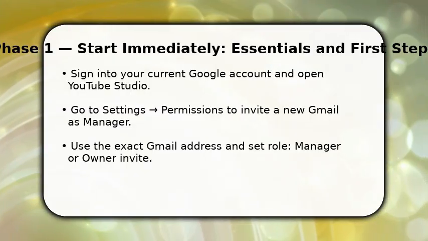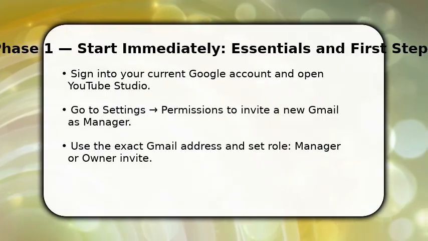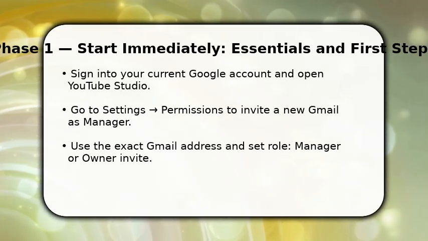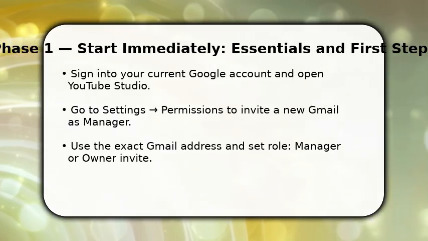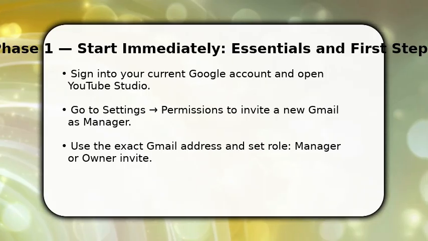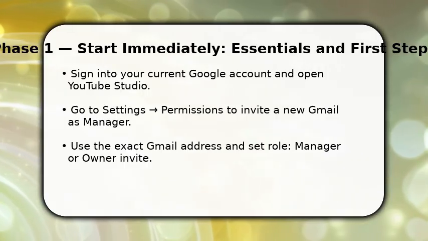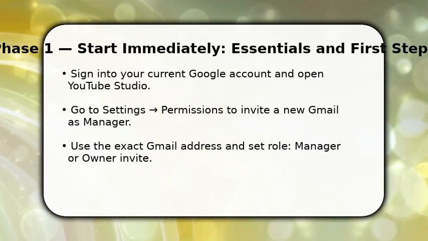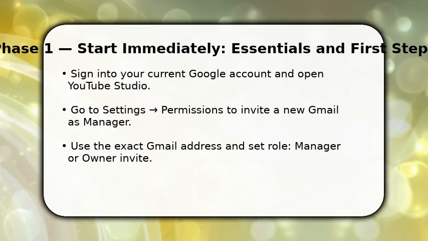You're starting now. Sign into your current Google account and open YouTube Studio. Once inside, go straight to Settings and choose Permissions because that's where you add people. Click Invite, enter the new Gmail address, and pick Manager or Owner depending on whether you want full control. Make sure the email is exact, otherwise the invitation won't arrive.